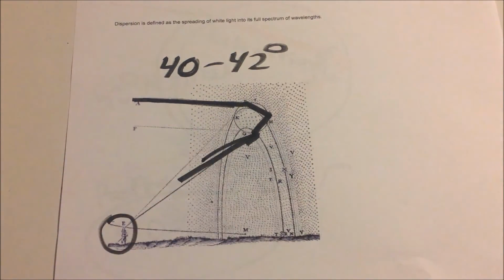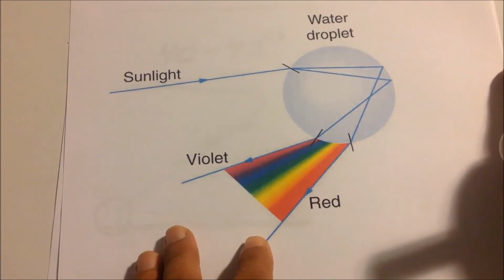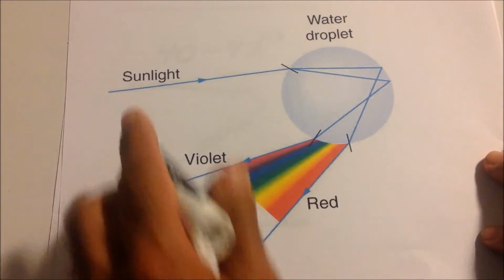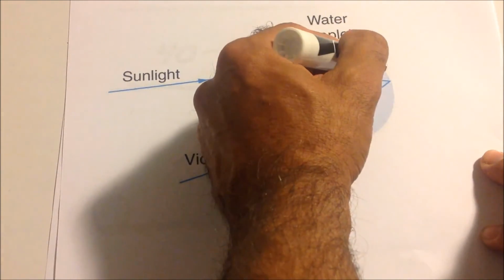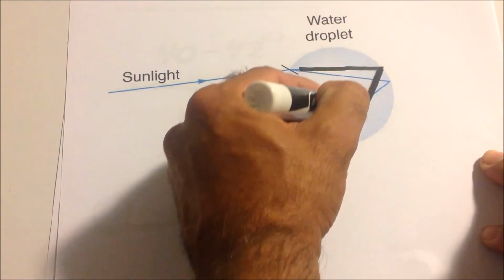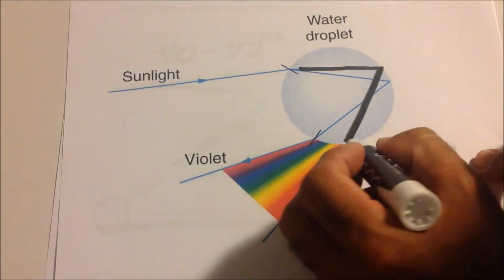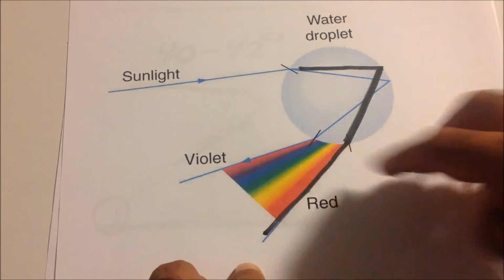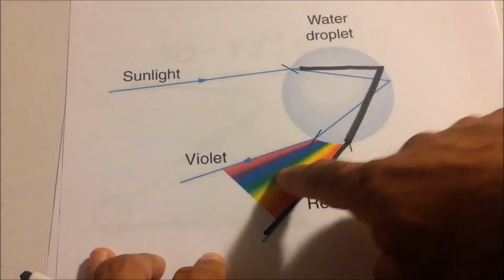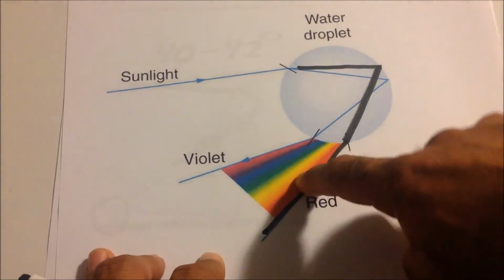Remember that. So here's a better picture of it. Here's the water droplet. Sunlight coming in. Here's the refraction. Bounces off the other side. Here's the reflection. The refraction again. And there's the rainbow bridge of Asgard, Bifrost, if you remember from Thor.